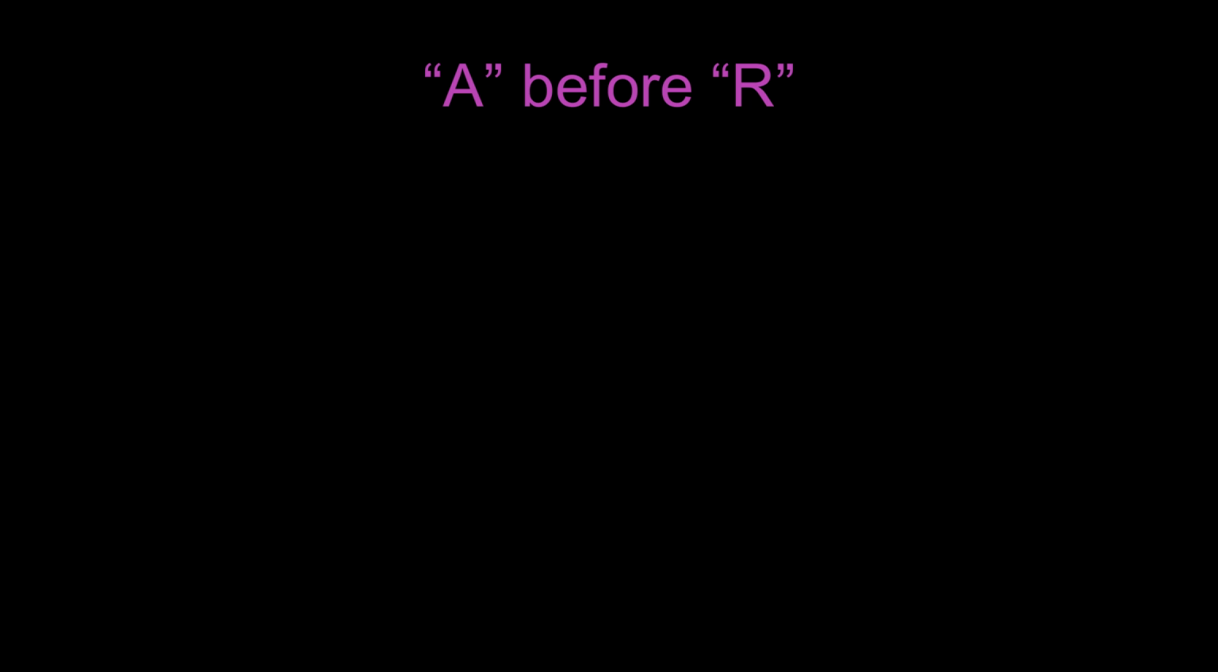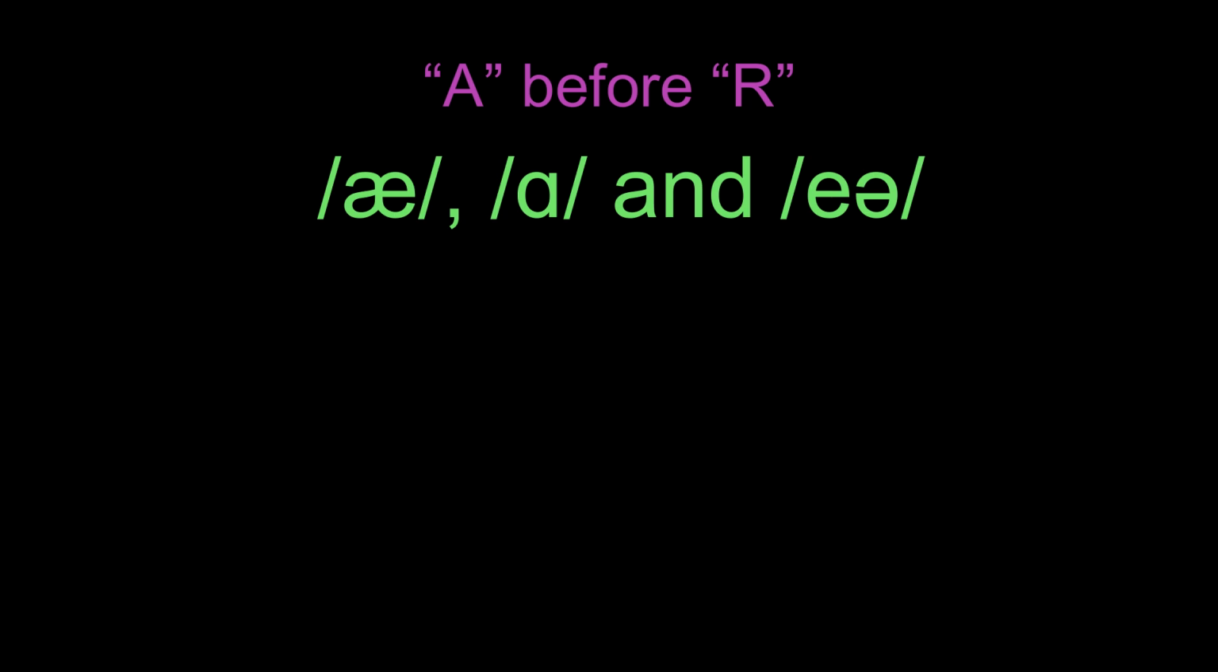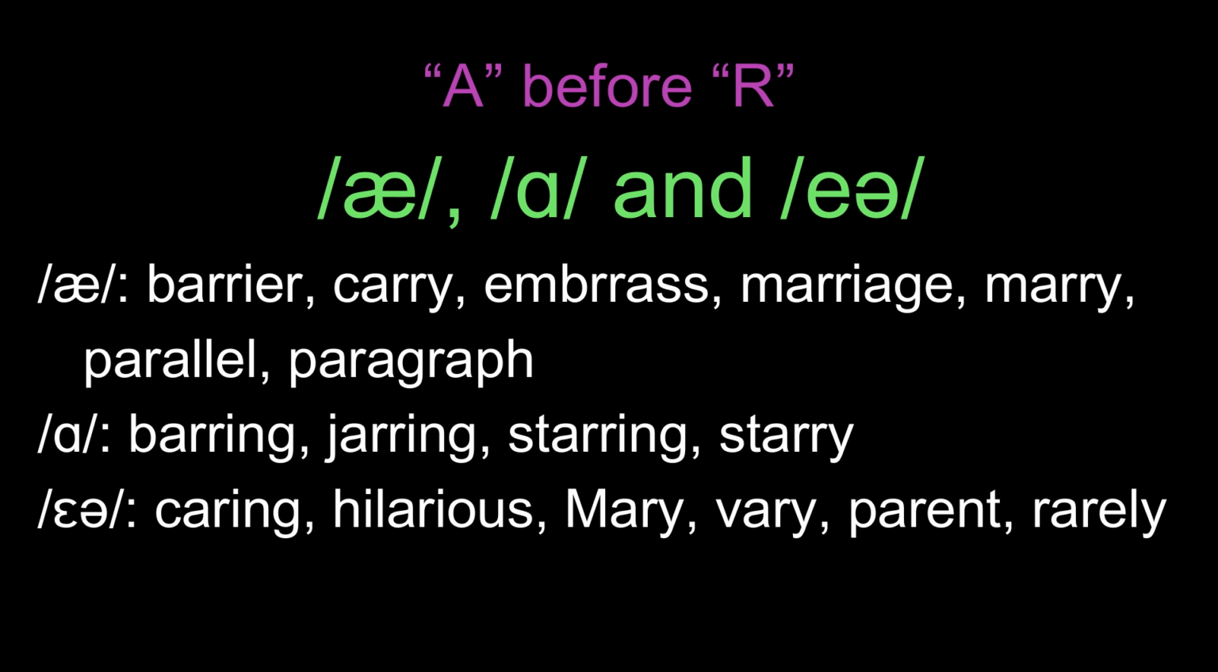A before R. When the stressed vowel letter A comes before R and another vowel follows after R, A can be pronounced as one of the following: a, ah, and ea. These are words with a, ah, and ea, respectively. A: barrier, carry, embarrass, marriage, marry, parallel, paragraph. Ah: barring, jarring, starring, starry. Ea: caring, hilarious, merry, very, parent, rarely.